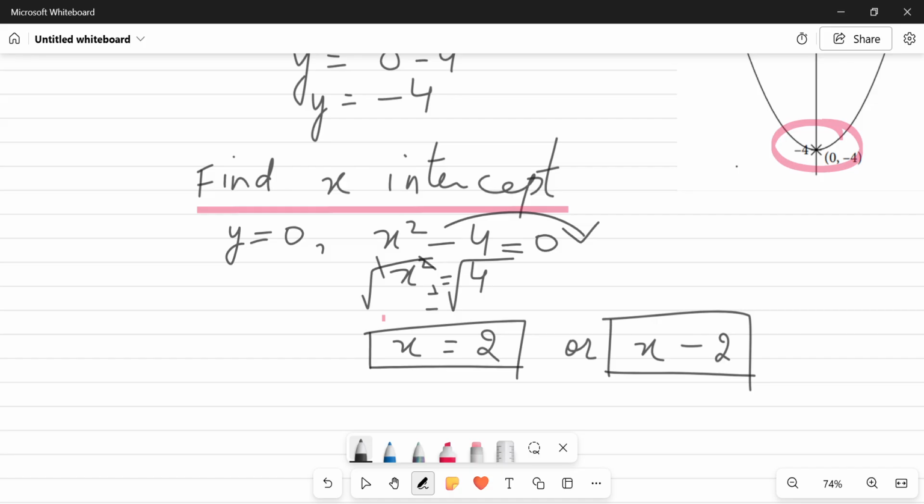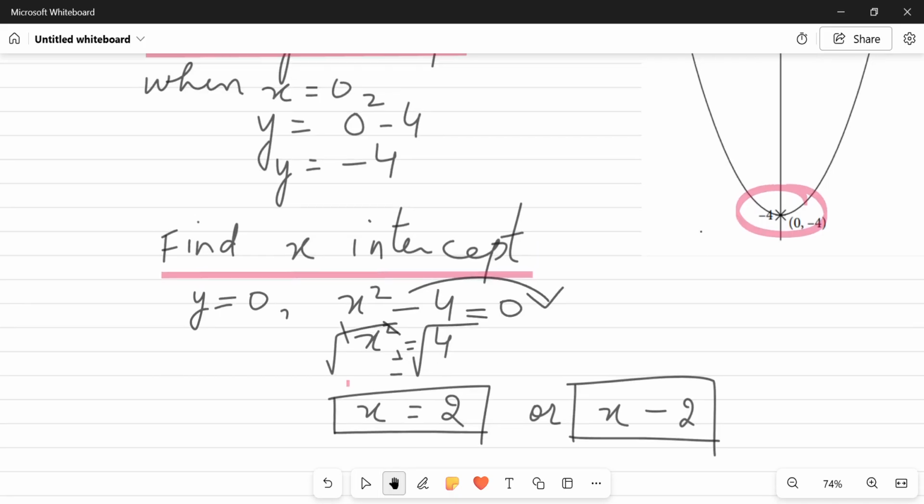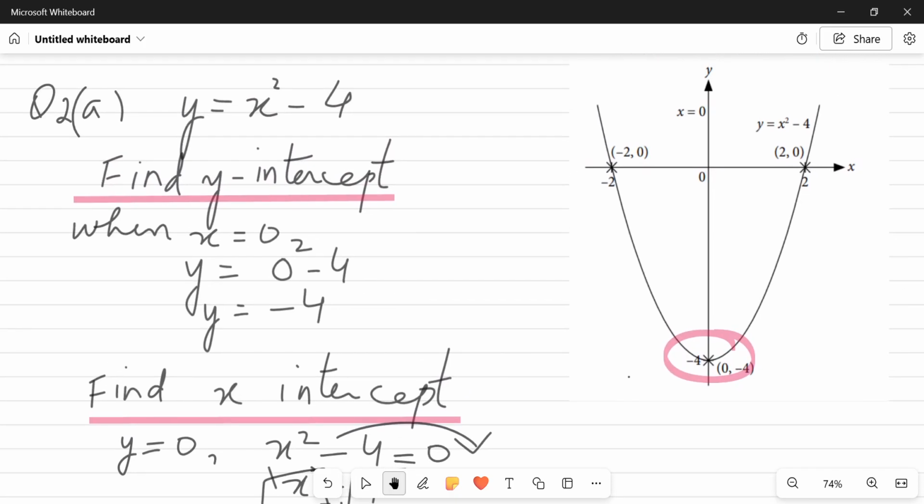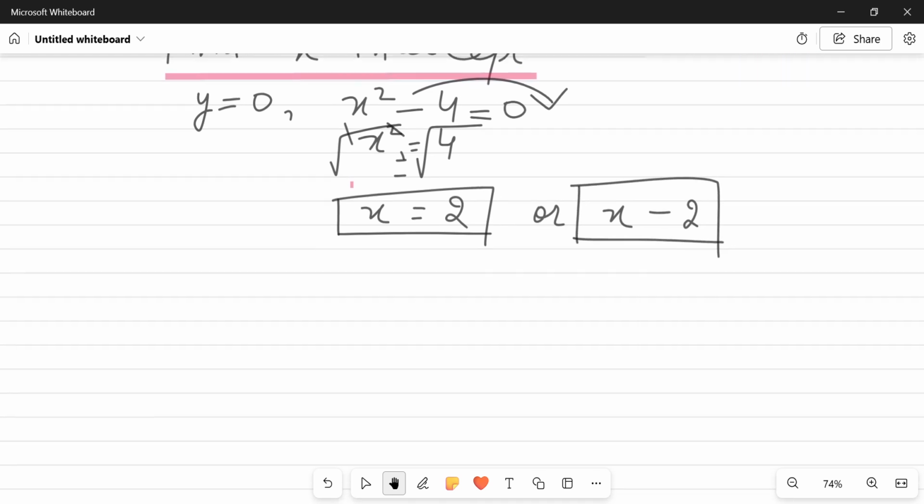Now what we need to do, we need to find out the turning point. One minute. X is equal to 2 and x is equal to minus 2. So I'll show you in the diagram. See, this is already marked here. Minus 2 and positive 2. Okay. Now what we need to find out? We need to find out the turning point, right? So how are you going to find out the turning point?